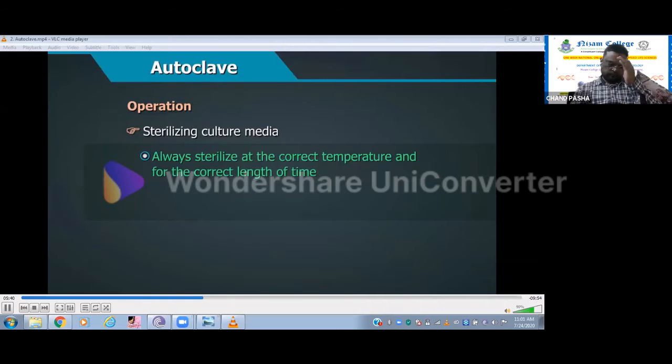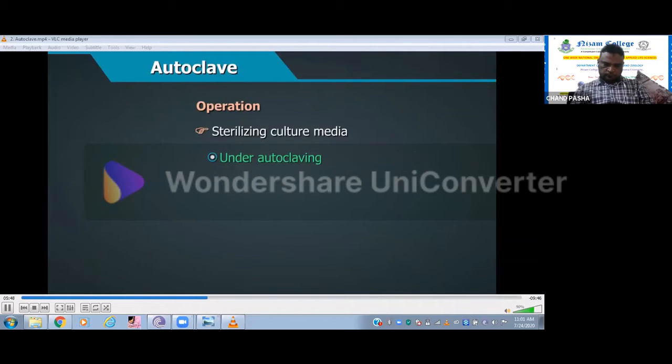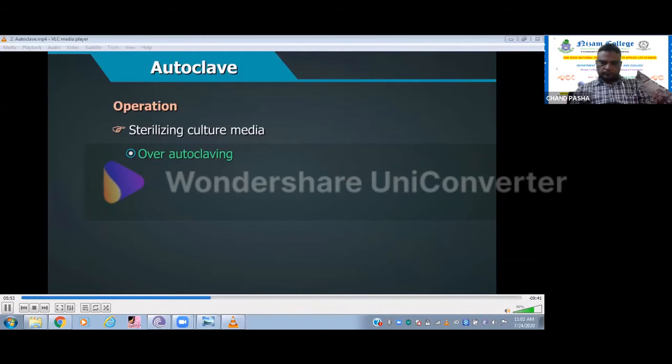Always sterilize the media at the correct temperature and for the correct length of time, as instructed in the method of preparation. Under autoclaving can result in an unsterile medium, whereas over autoclaving can cause precipitation, lowering of pH, or the destruction of essential components in a medium.